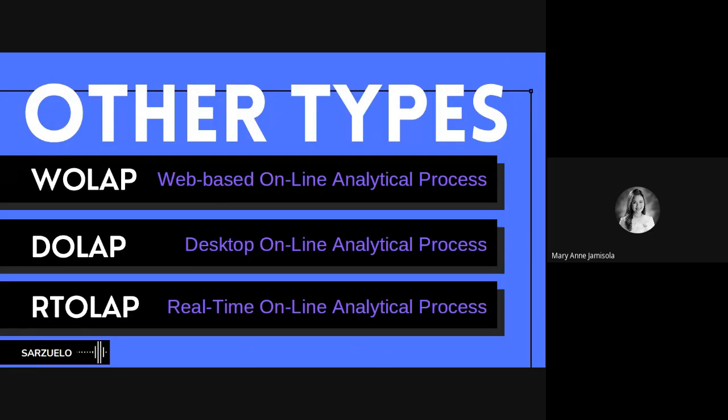There are also other types of OLAP, but not so common. These are sometimes used, although they are not as widespread as MOLAP, ROLAP, and HOLAP. So we have WOLAP, web-based online analytical process; DOLAP, desktop online analytical process; or TOLAP, or real-time online analytical process. Okay, I hope you understand the basic concept of OLAP.